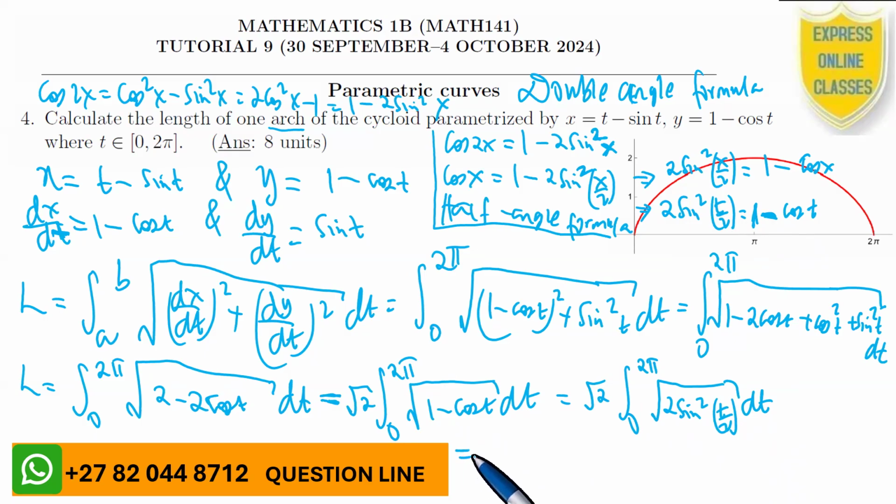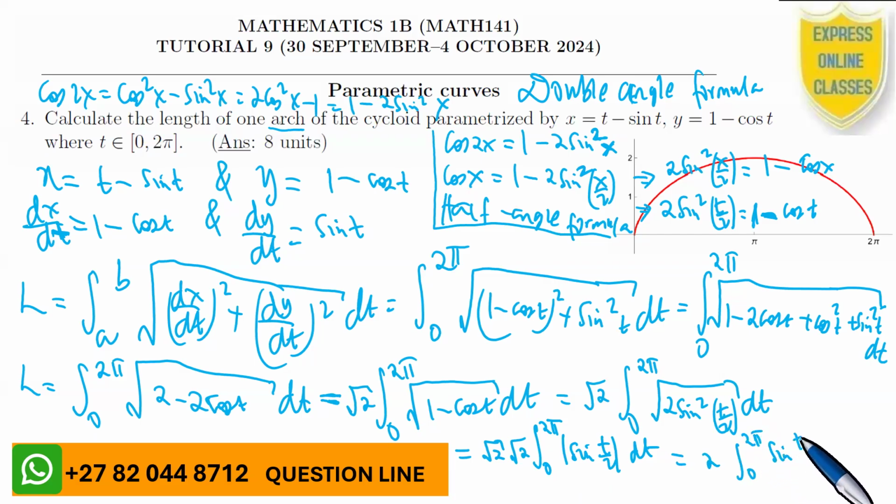And let us continue at the bottom here. And this gives us exactly the square root of 2. But there is another square root of 2. And then you have the integral of 0 to 2 pi. And then, if you integrate these, the sine squared becomes the modulus. From 0 to 2 pi, it becomes the modulus of the sine of t over 2 dt. The square root of 2 times the square root of 2 becomes 2, the integral from 0 to 2 pi of the sine of t over 2 modulus dt.